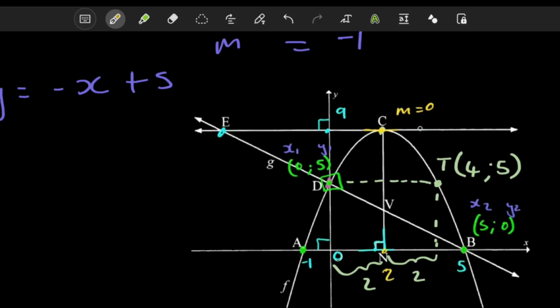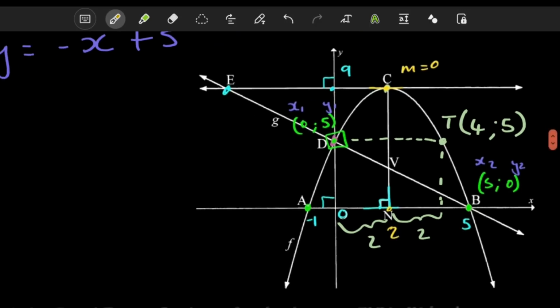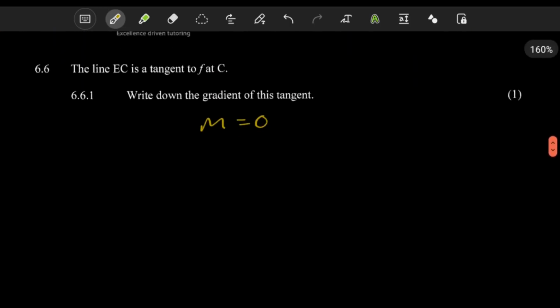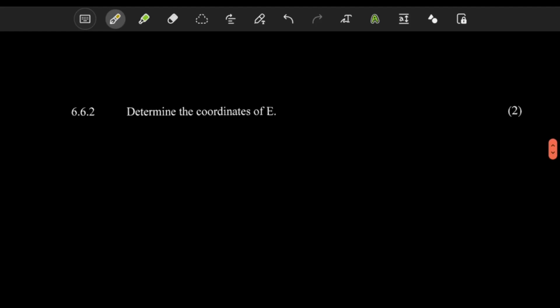The gradient here is 0 because this is just a horizontal line that is parallel to the x-axis. So nothing crazy about this question for 1 mark. In 6.6.2, they want us to get the coordinates of E for 2 marks.